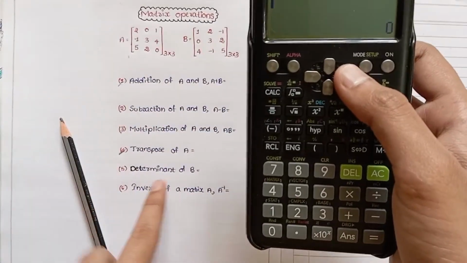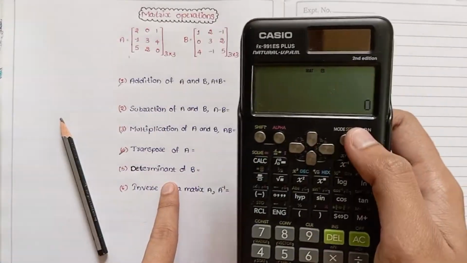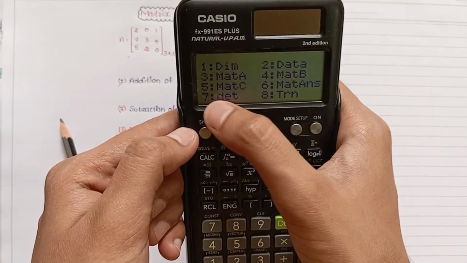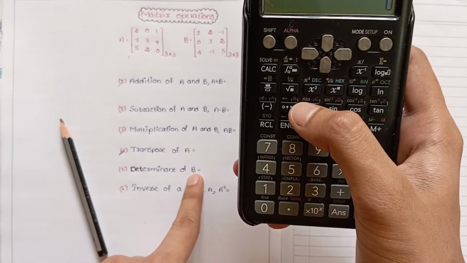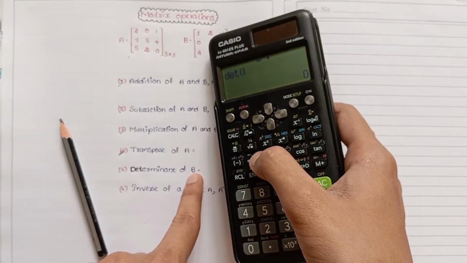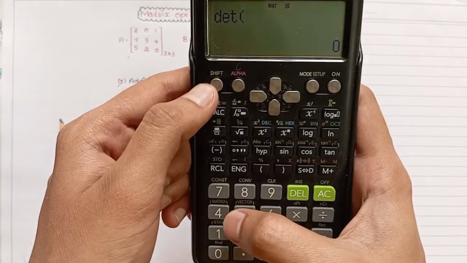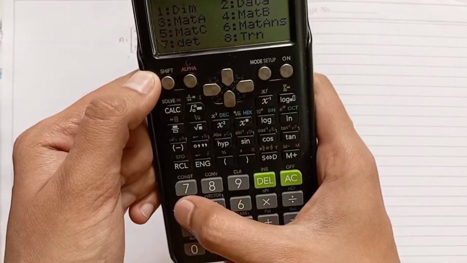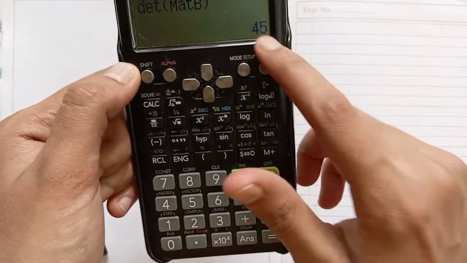Now we will perform determinant operation. Okay, determinant of B. So again press shift 4. Here we see det. Okay, press 7. For which matrix we have to find determinant? First for matrix B. Okay, select mat B. For that press again shift plus 4, 4 for matrix B. Okay, you will get the determinant 45.